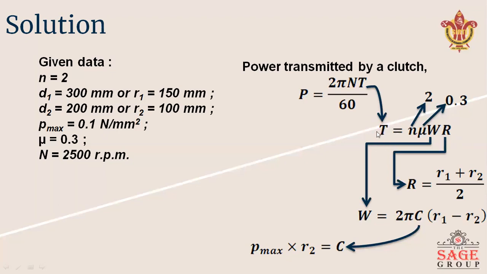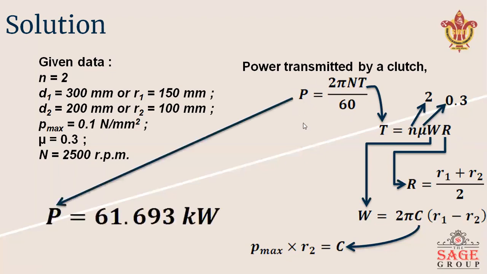Now substitute the value of torque transmitted by the clutch in the equation for power transmitted by the clutch. So we will have the power transmitted by the clutch, P, equal to 61.693. So guys, this is a simple numerical problem, and this is the procedure for solving it. Thank you very much.